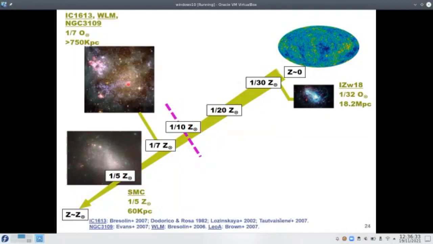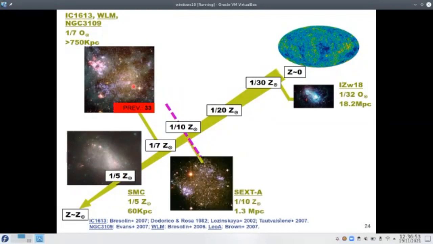We began working on this galaxy, IC1613, that seemed to have 1/7 solar metallicity. I will explain in a little bit why we stopped working there. There were some massive stars known there before, not many of them. But we stopped working on the galaxy and we began exploring other systems. At the moment, our pet galaxy is Sextans A, which is 1 megaparsec away with 1/10 solar metallicity. When we began working on this, there were no massive stars known in here. This galaxy is very promising, and basically we are devoting all our observational arsenal on this galaxy.